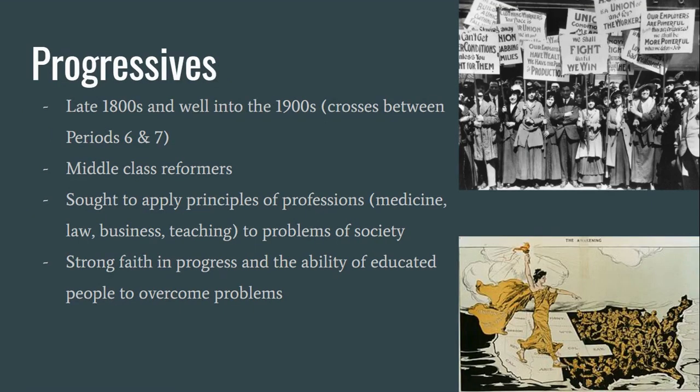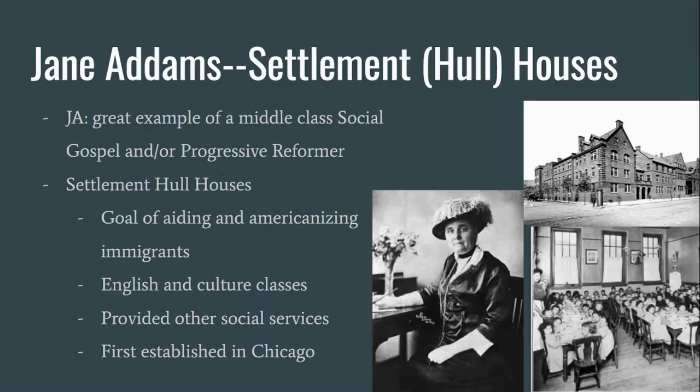Speaking of progressives, they were middle-class reformers, many highly educated, that sought to apply the principles of their professions to solving the problems of society. They had a strong faith in progress and the ability of educated people to overcome societal problems. The progressives are first making an appearance here, but note, we'll talk about them even more in period 7, including a whole progressive era.